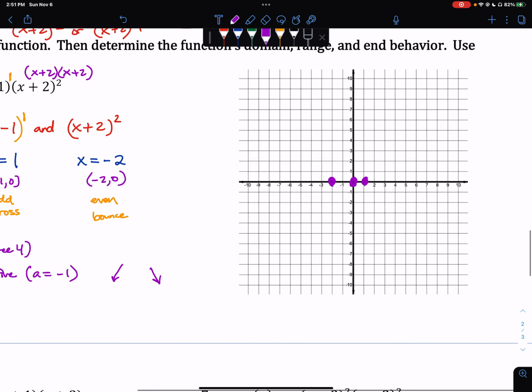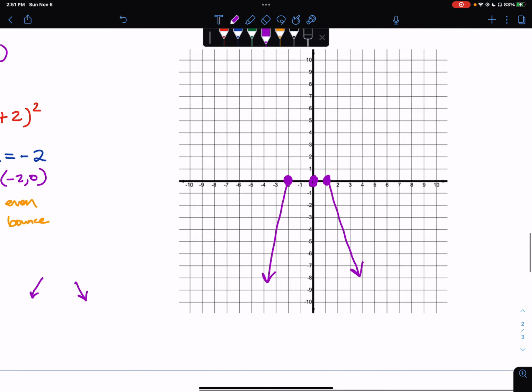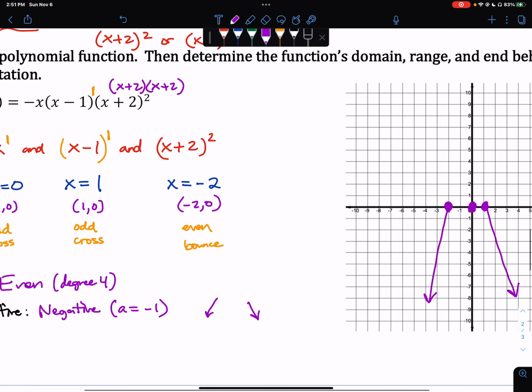So if I look at my graph, I'm going to say my right end, as far to the right as we can go, needs to go in the down direction. My right arrow needs to go down, and my left arrow also needs to go down, so that's going to come from this one. So that kind of gives us an idea of what the ends will look like, and now I have to figure out what happens in the middle.